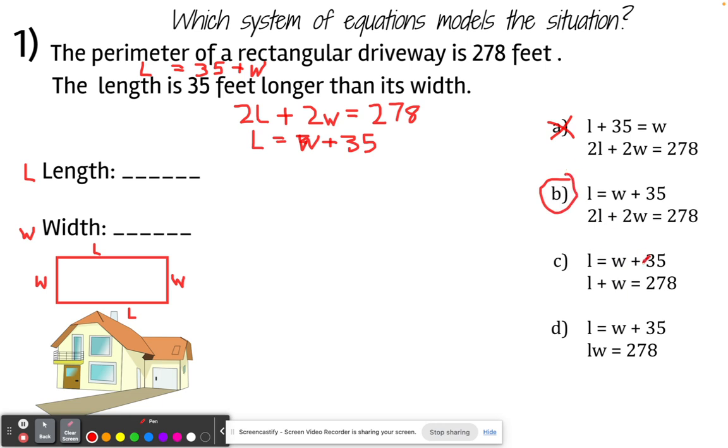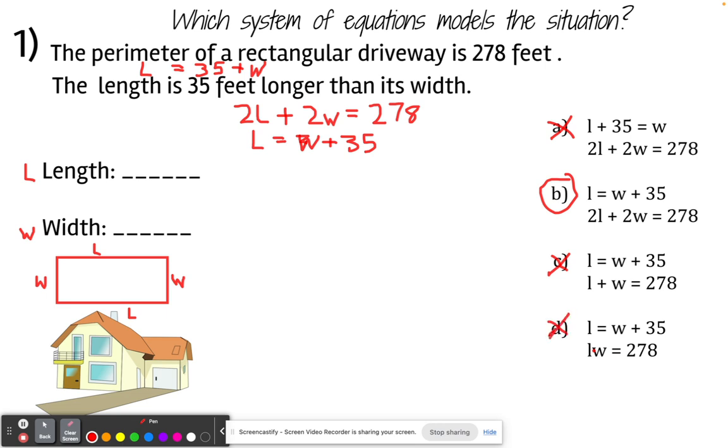Length equals W plus 35. That one's good. But length plus width does not equal 278. Length plus width is only halfway around my rectangle. My last one, L equals W plus 35. That's fine. LW, that means L times W equals 278. Well, that would give me area, not perimeter. So that one doesn't work also.